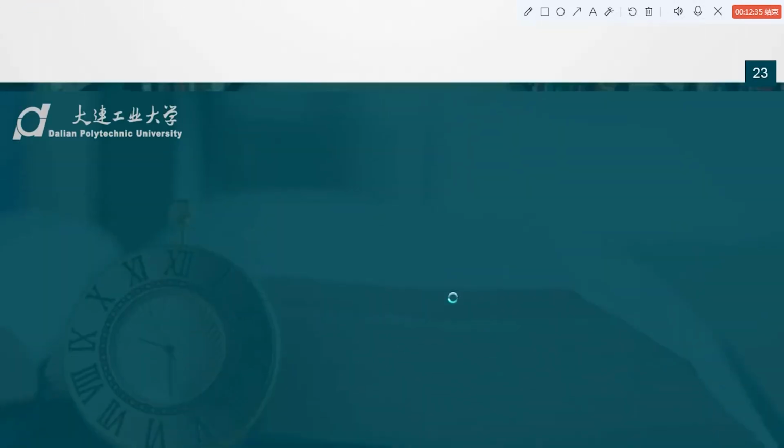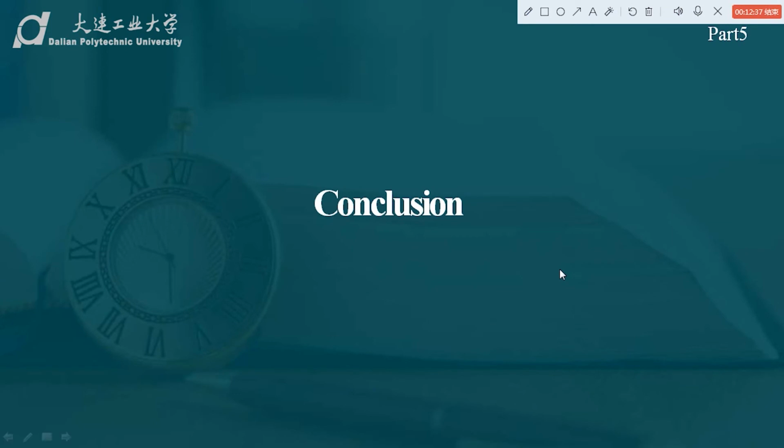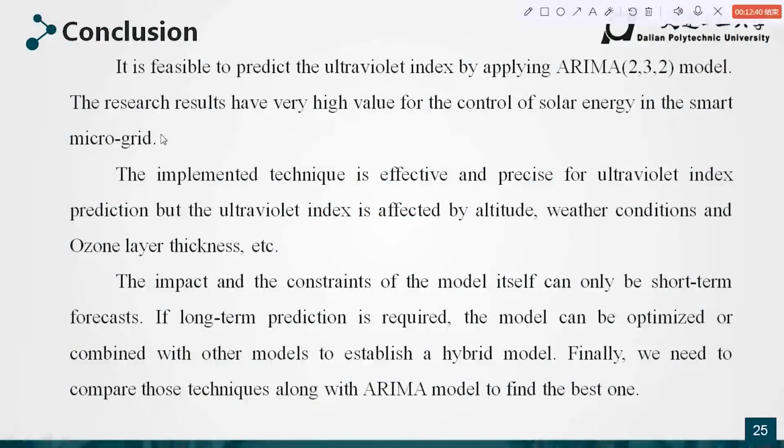Finally, the conclusion. It is feasible to predict the ultraviolet index by applying the ARIMA 2, 3, 2 model. The research results have very high value for the control of solar energy in the smart microgrid.